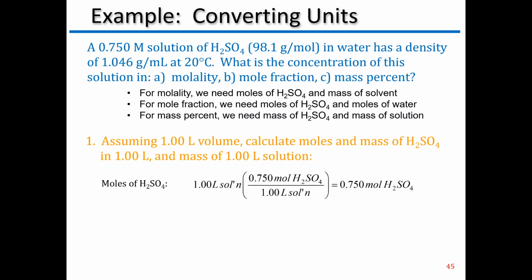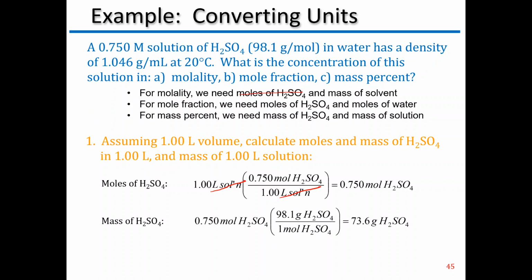Okay, so let's just find the quantities that we need. First let's find the moles of sulfuric acid. So we have a 1 liter solution, and they tell us we have a 0.75 molar solution, so that's moles over liters. So we just multiply our volume times our molarity. Okay, so our units here will cancel. And we end up with 0.750 moles of sulfuric acid. Cool. So we have the first thing for our molality, so we can cross this one off. Now what do we need? We need the mass of the solvent.